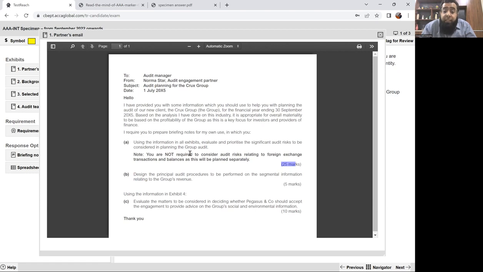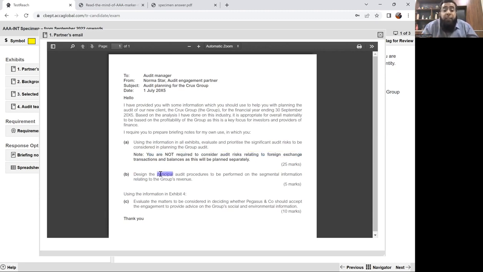He has clearly stated that we are not required to consider audit risk relating to foreign exchange. So the student must ignore it. Okay? If you will not follow the instructions of the examiner, then you will lose marks in communication skill.